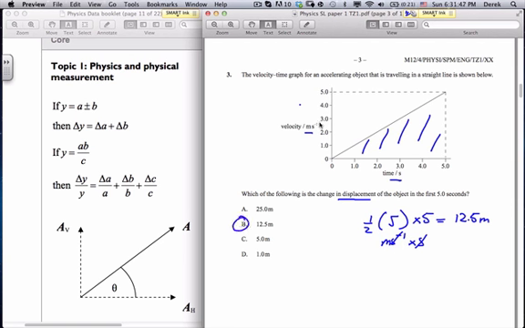If they were wanting to find the acceleration, you would have to have found the gradient, because the gradient of a velocity time graph is your acceleration.